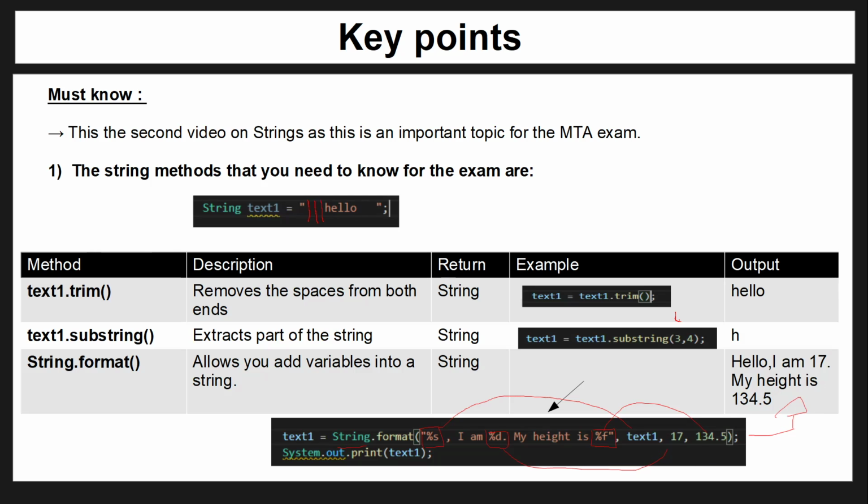So hopefully you can see the difference between these two methods. The first two use the actual object that we've created and use the object's method. The third one, the format, uses the String class and uses the method from that. So I think this is also a good opportunity for us to talk about what other kind of class methods we can use or that we must know for the MTA.